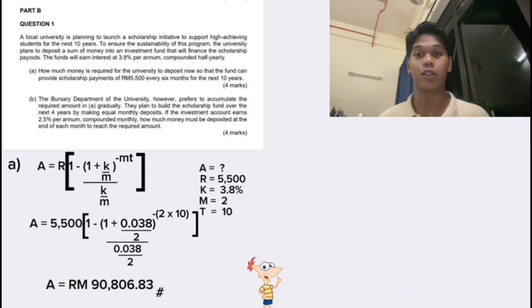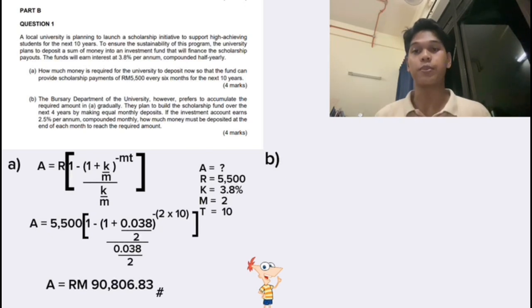Other than that, let's go to question B. The bursary department of the university, however, prefers to accumulate the required amount gradually. They plan to build the scholarship fund over the next 4 years by making equal monthly deposits. If the investment account earns 2.5% per annum, compounded monthly, how much money must be deposited at the end of the month to reach the required amount?